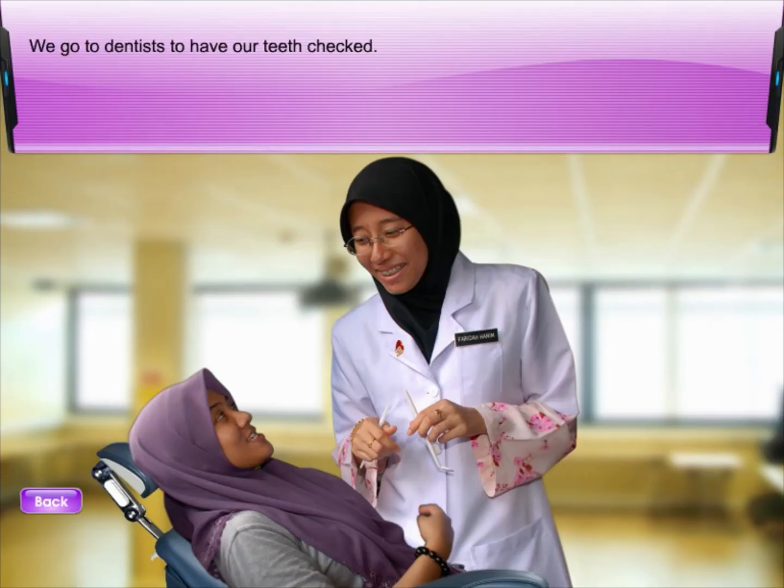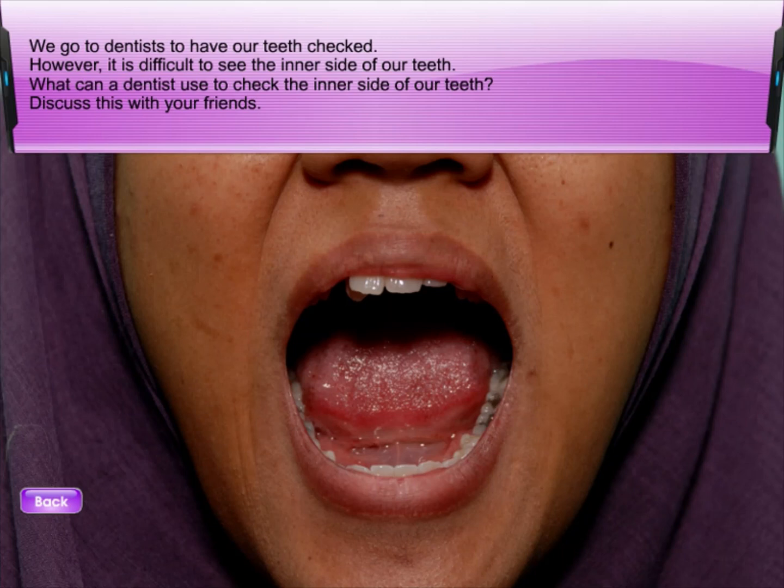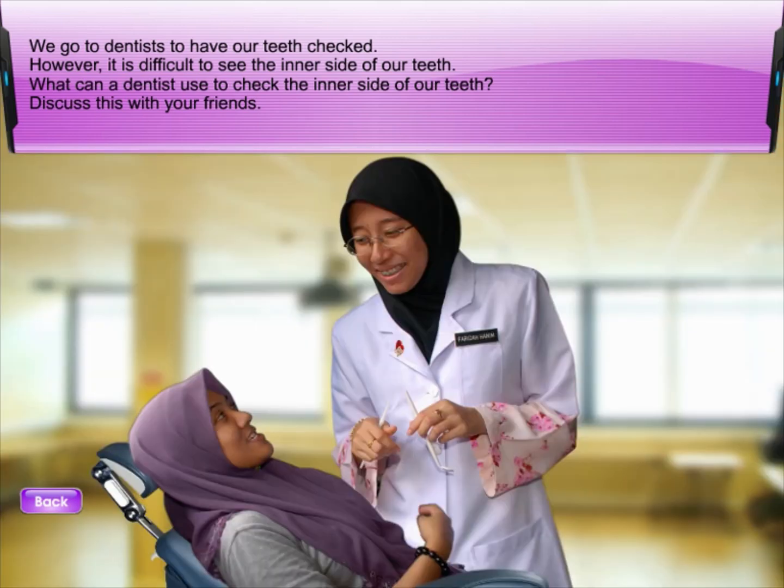We go to the dentist to have our teeth checked. However, it is difficult to see the inner side of our teeth. What can a dentist use to check the inner side of our teeth? Discuss this with your friends. Then click on the dentist.